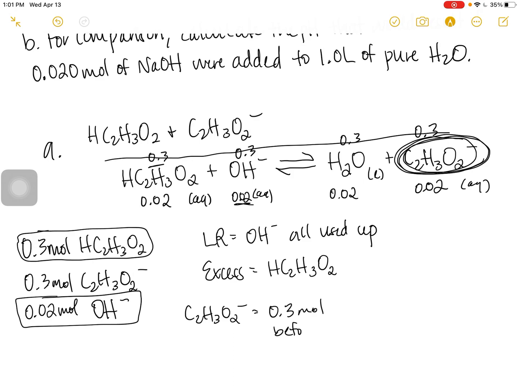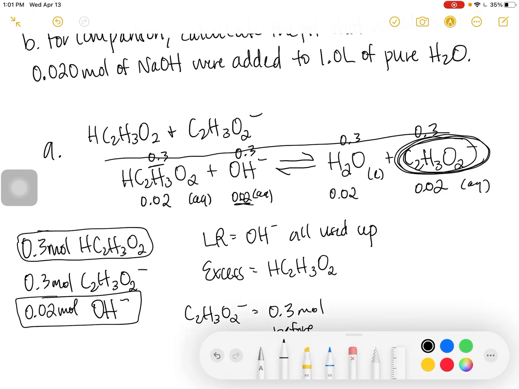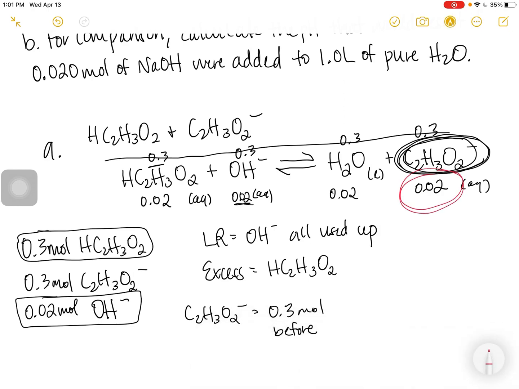Okay, so think about this. Before the reaction, there were 0.3 moles present, right? Because that's what the problem told us. And this reaction produces 0.02 moles more, for a total moles of the acetate ion of 0.32 moles. Okay, so that's a little bit different than we've ever thought about stoich before, because we never had a product present until we just talked about this situation.